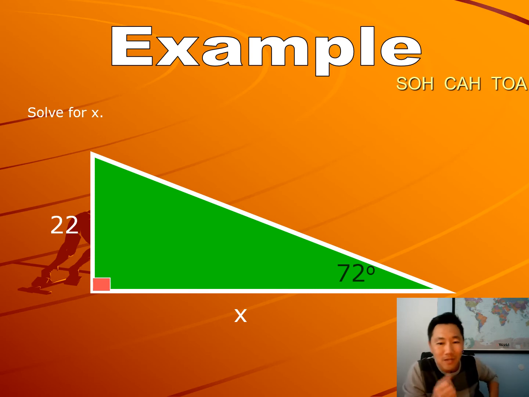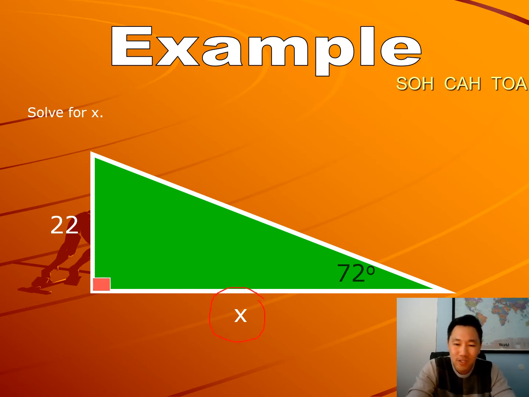Let's continue. Let's do another example. Here we have the x's down here. We have to solve for x. First thing you do, look at the degree, 72. Write it down, and then you have to ask yourself, how does that 72 relate to the 22? It is the opposite. How does it relate to this x right here? It is adjacent. So we have to look for the one that has the O and the A, opposite, adjacent.